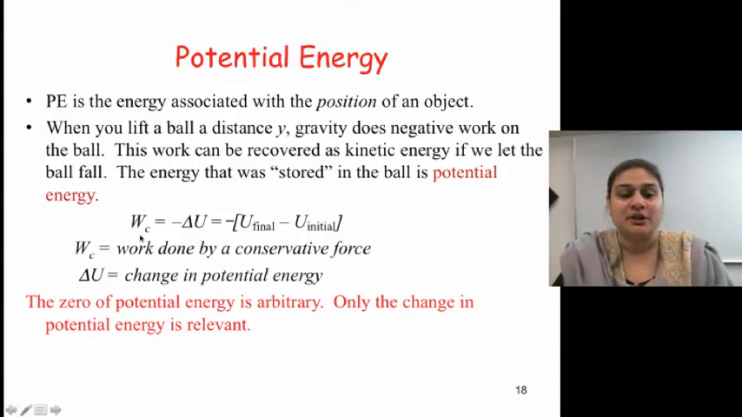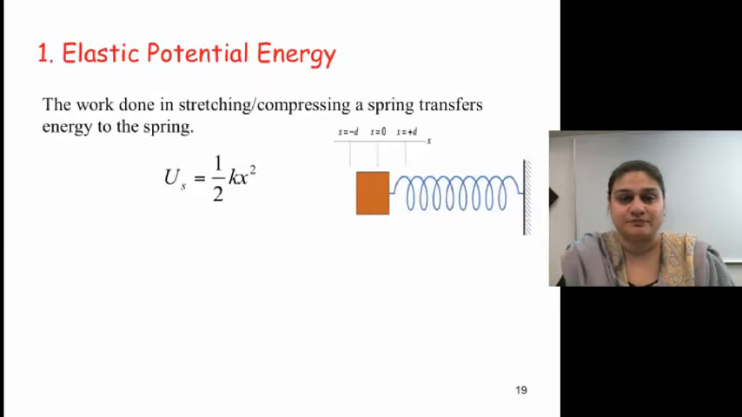So in general, work done by a conservative force equals minus the change in potential energy, which means minus the final potential energy minus the initial potential energy. So the zero of the potential energy is arbitrary. Only the change in the potential energy of the system is relevant. So there are multiple kinds of potential energies.